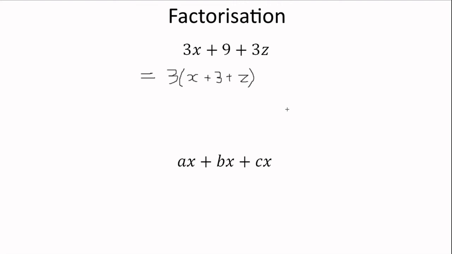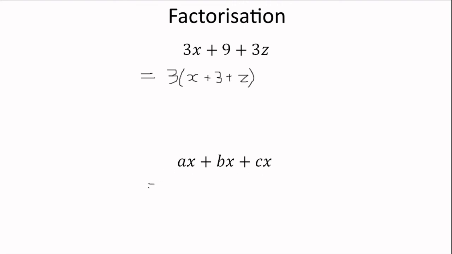Done. And again, if you want to double check if this is correct, you just multiply each term individually. So 3 times x becomes 3x, 3 times 3 becomes 9, and then 3 times z becomes 3z. So it works.